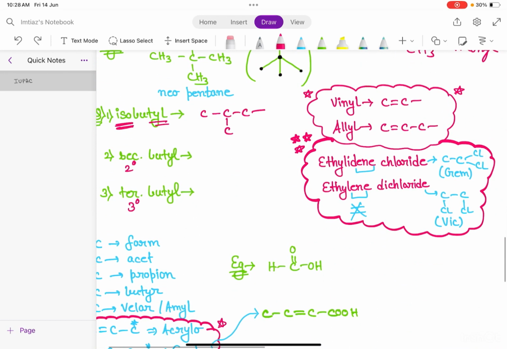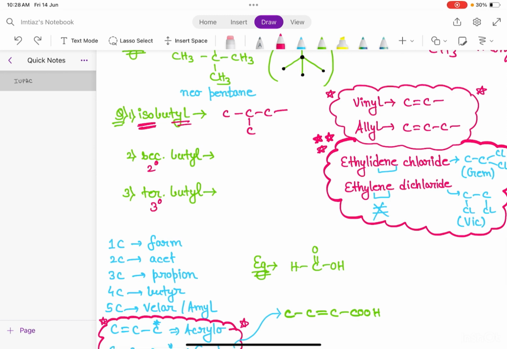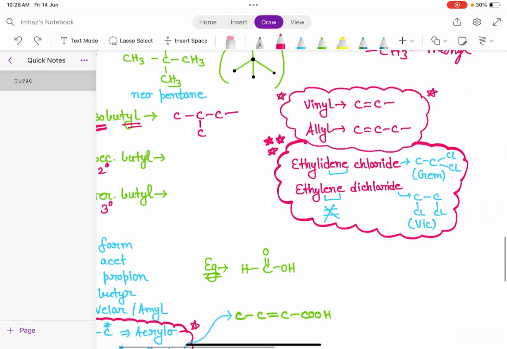Now some names are written over here, vinyl, allyl. So just remember these names, okay? Vinyl means carbon, double bond carbon, and this halogen. So it is vinyl halide, and if it is this, they are known as allyl halide, okay? Similarly, ethylene chloride and ethylene chloride. Ethylene dichloride. So both are having eth means 2 carbon. Now don't go, this is not IUPAC name, okay? Don't go by IUPAC, that's a common name.